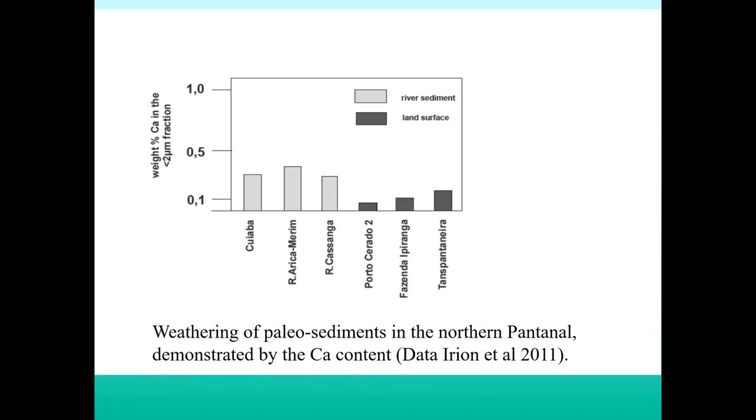The sediments of the paleo floodplain are strongly weathered. Here I show only the content of calcium. The content of calcium in the rivers Cuiabá, Aricameri, and Casange is relatively high, and in the land surfaces along the Transpantanal, it is much lower. That means the weathering of the paleo sediments has reduced a lot of calcium, but also of other elements. The fertility of these paleo sediments is considerably lower than the fertility of the recent sediments because of the lixiviation of many important bioelements.